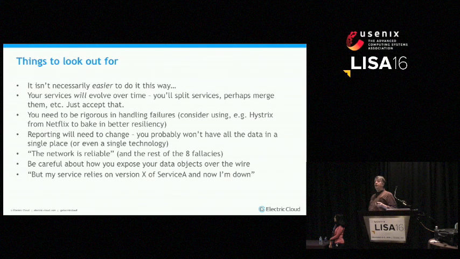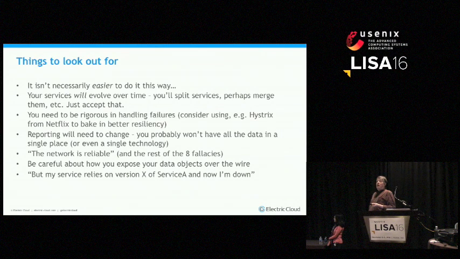Your reporting may need to change. Your data may not be in the same layout or structure that it was before you broke apart the monolith. So you need to keep that in mind. And then the network is reliable, and all of the other fallacies of distributed network computing: infinite bandwidth, no latency, all of those kinds of things. Keep those in mind, because you will be suffering from all of them in your microservices architecture, even if you're sitting on a really fast backbone in your data center.